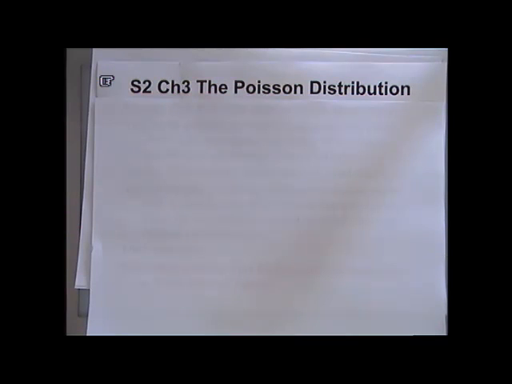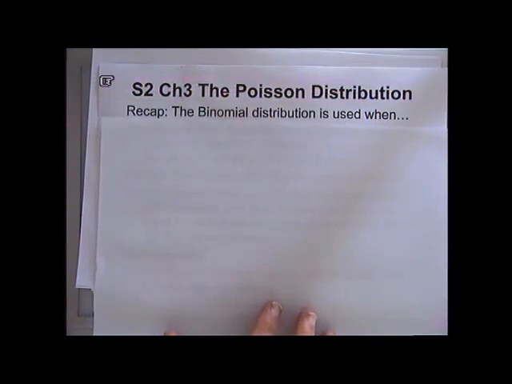Uniform distribution, and it is continuous, yeah, it's in the continuous random variable chapter. We're now looking at a Poisson distribution, but we are starting just by recapping the binomial distribution.